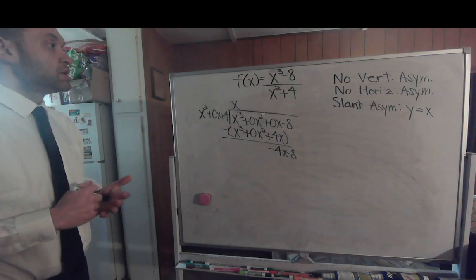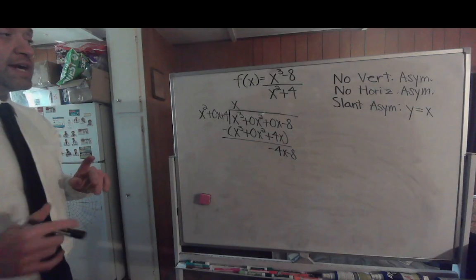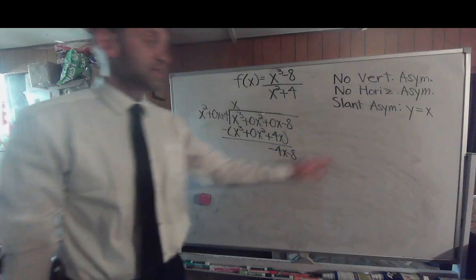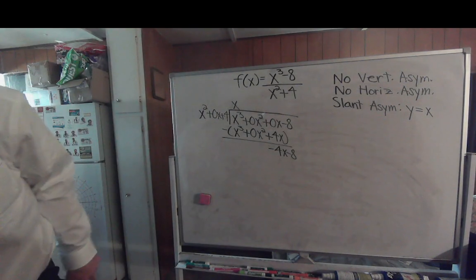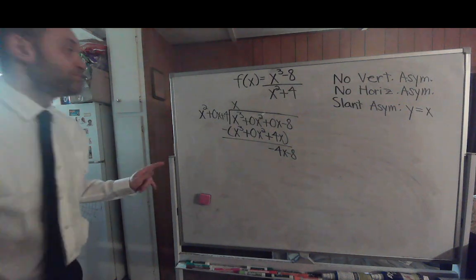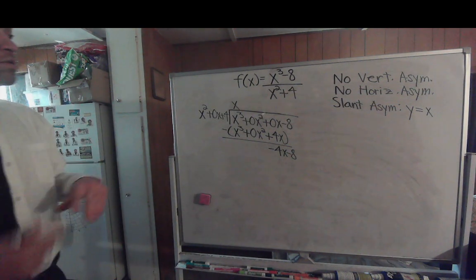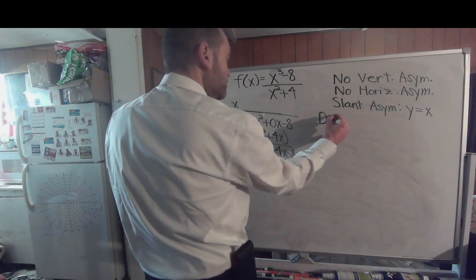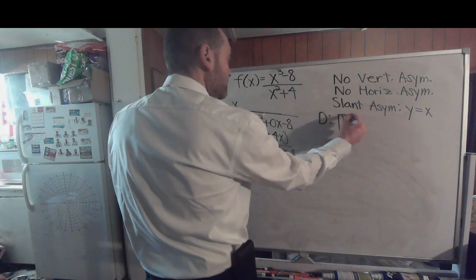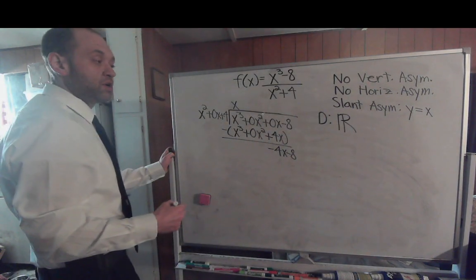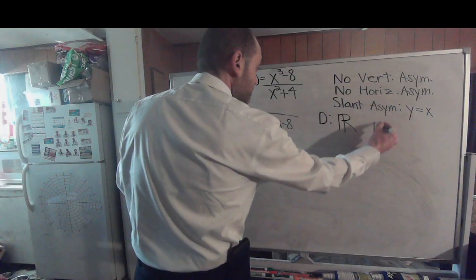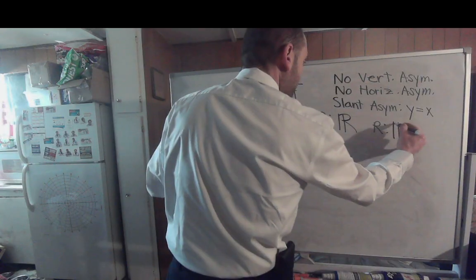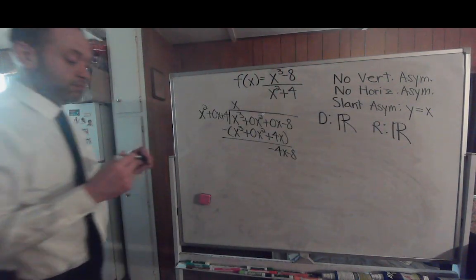So we've established all of our asymptotes, or I should say lack thereof. The only thing we have is a slant asymptote at y equals x. Now, what's the domain? Since we have no vertical asymptote, your domain is the set of all real numbers. What about your range? It's going to be the same thing. Since we have no horizontal asymptote, you'll have the set of all real numbers.